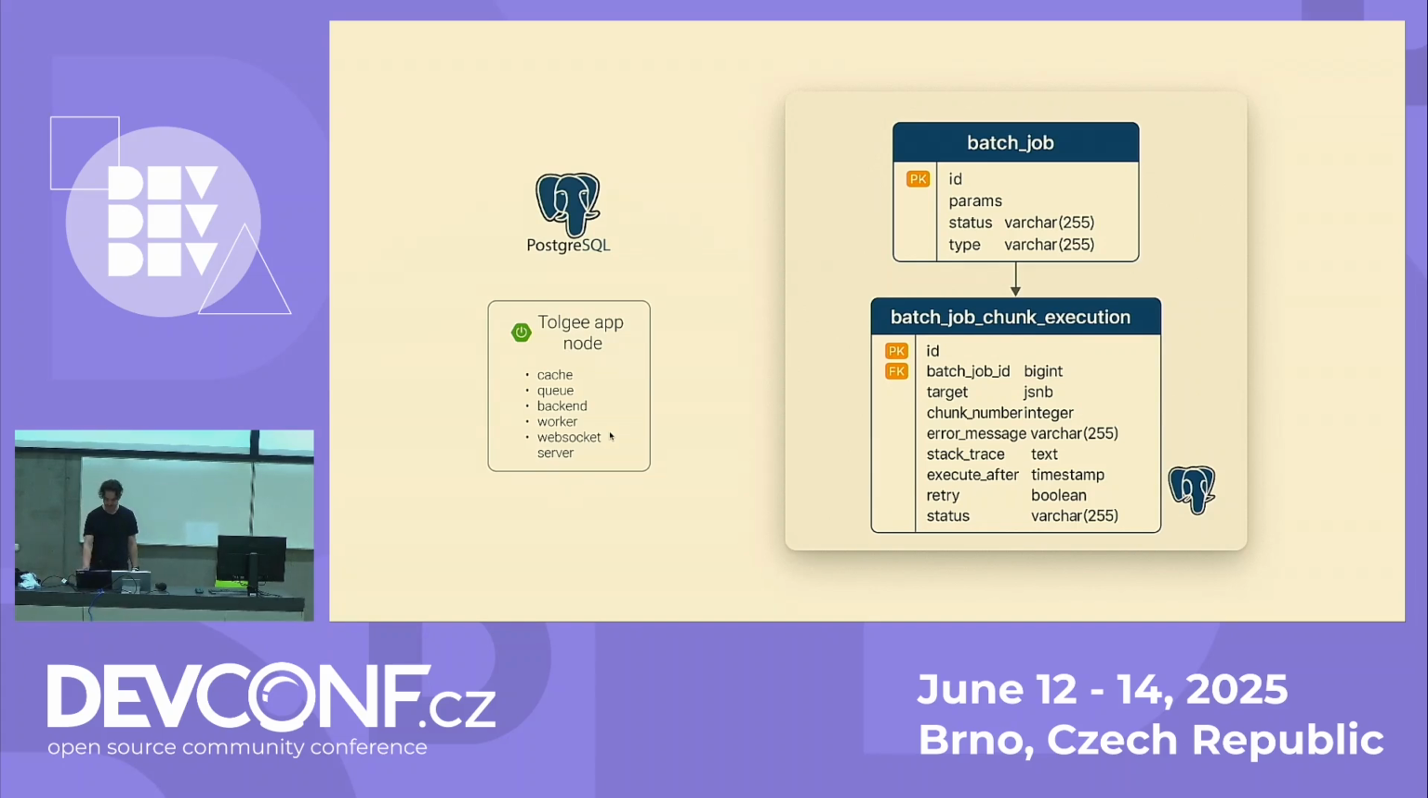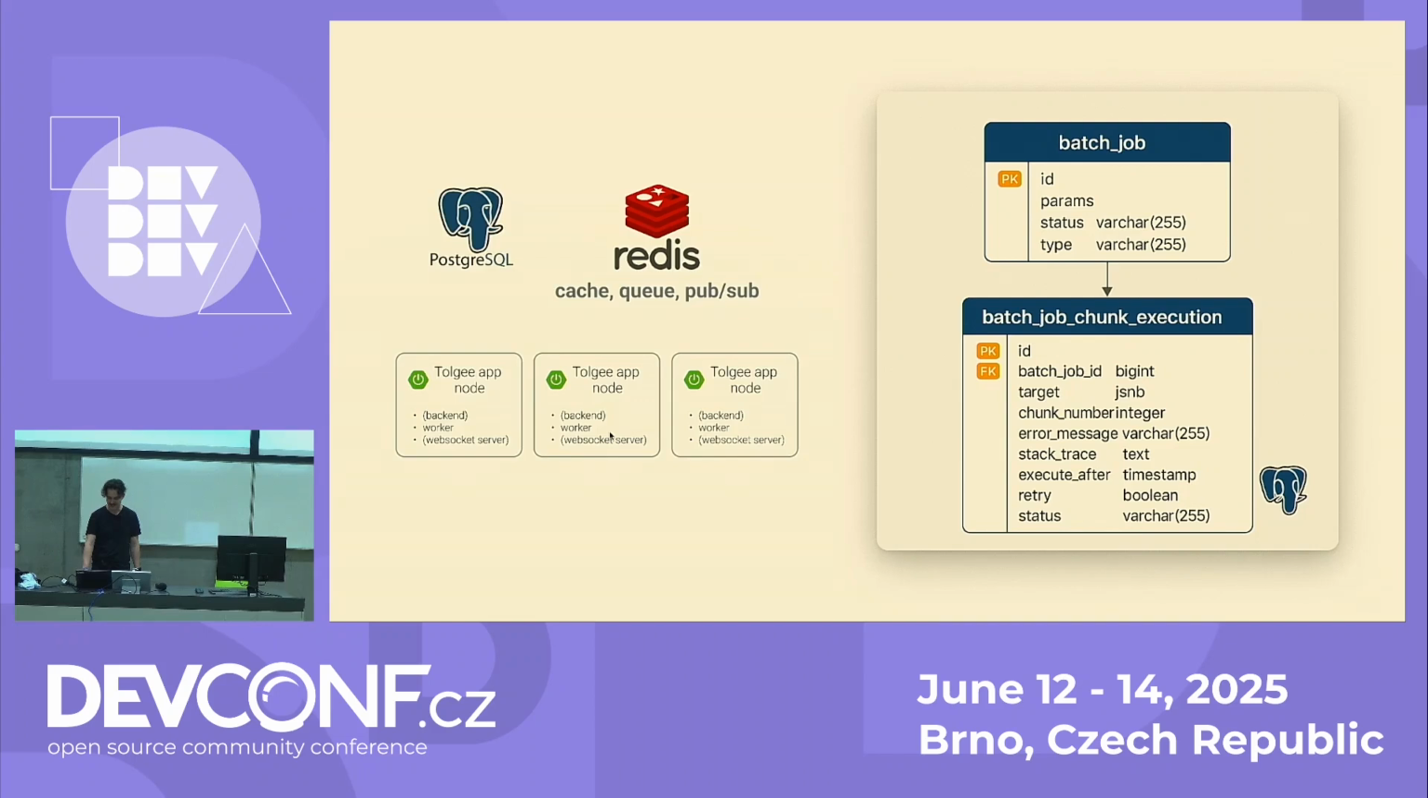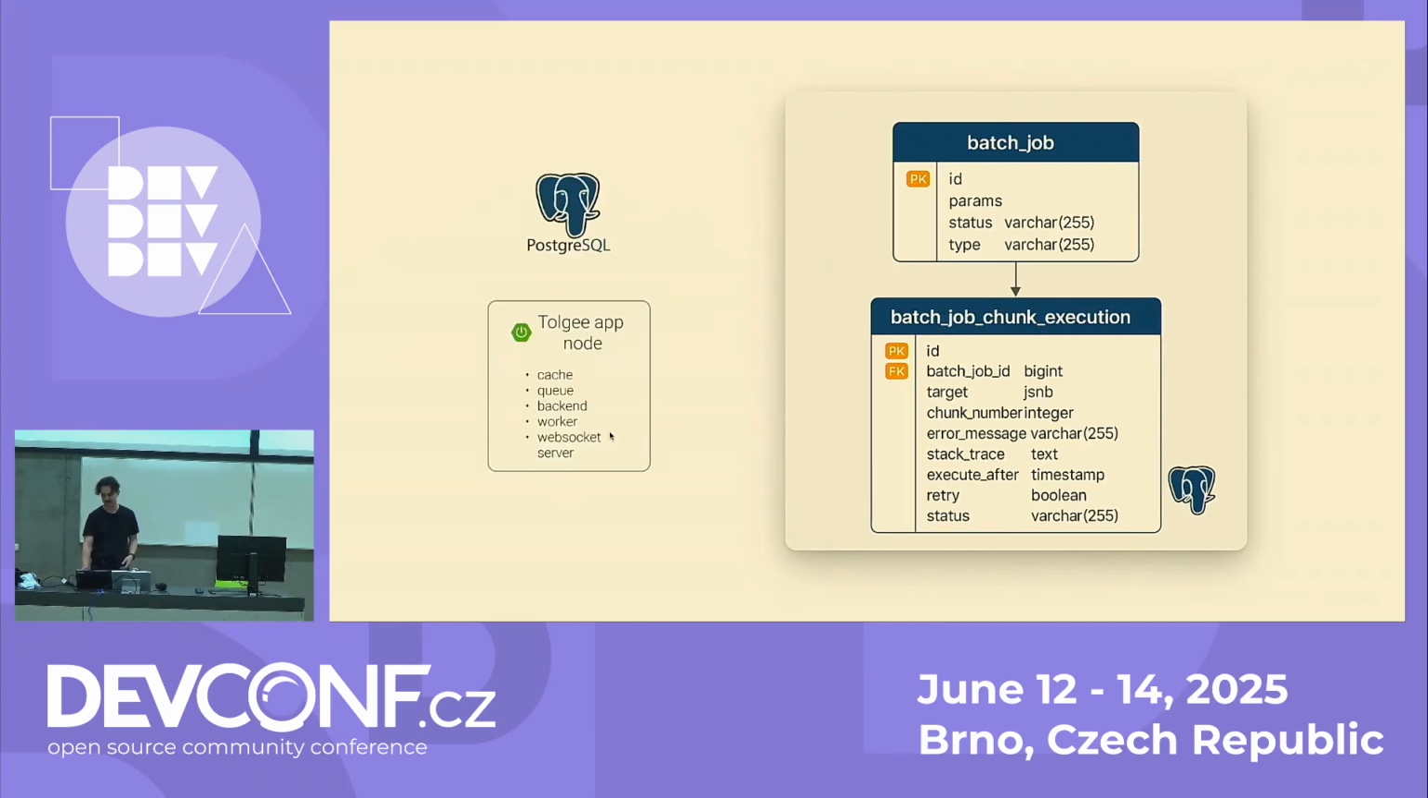So in both cases, we have the same database schema. We have the batch job, which stores the overall information about a single job, and then we have the chunk execution, which is the table storing information about each chunk execution. So if the execution fails, we create a new row of the chunk execution, and we can retry it. And we can set how many times it's going to be retried.